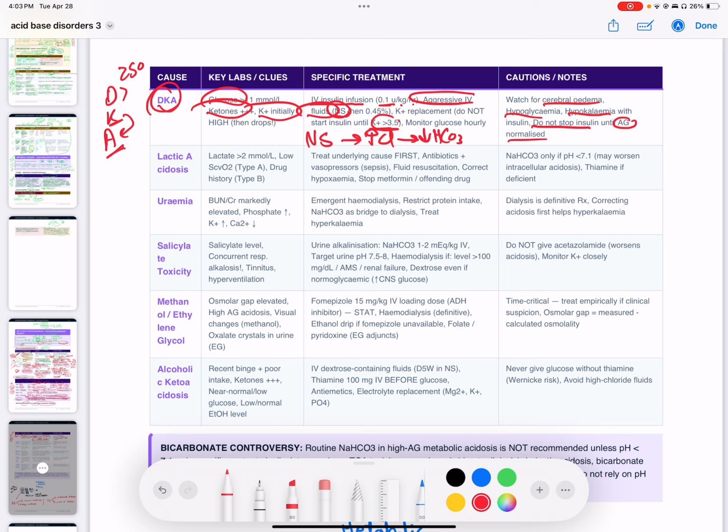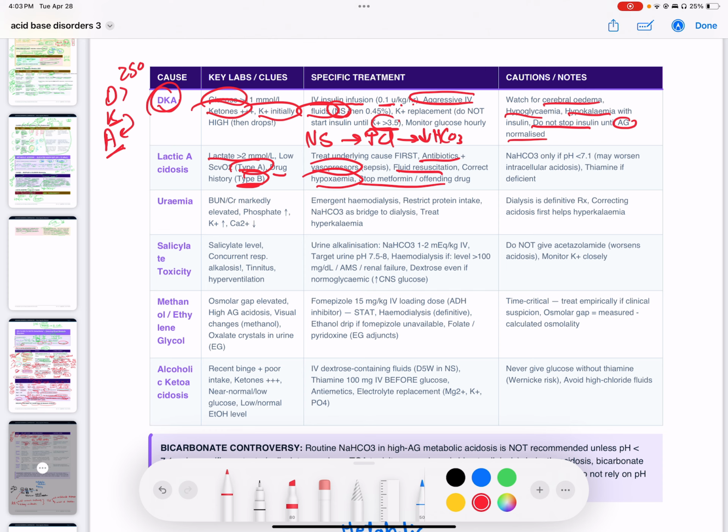Then the lactic acidosis, if the lactic acid is more than 2, it can be type A or type B. Type A, hypoperfusion. Type B, you need to get drug history. And here you're trying to treat the cause. Usually, if it's type A, that means hypoperfusion that you can see in septic shock. So you need to give IV fluid, you need to give antibiotics, and sometimes even vasopressors. If there's hypoxia, you need to correct it. If it's type B and is caused by metformin or another drug, then you stop the offending drug.